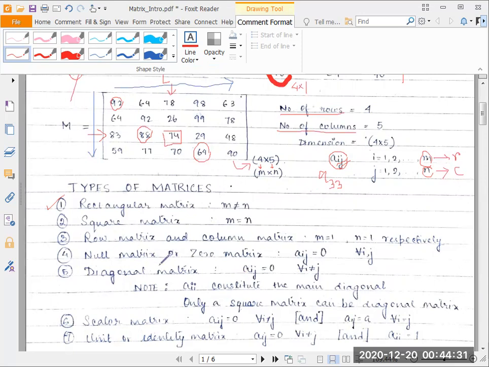So we'll keep it till this much. In the next video, we'll start from the 4th point, where we'll be discussing null matrices, diagonal matrices, scalar matrices, unit or identity matrices, and so on.